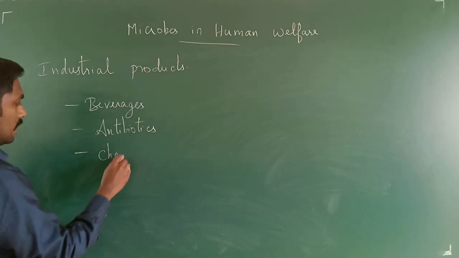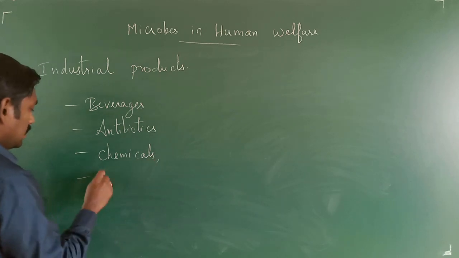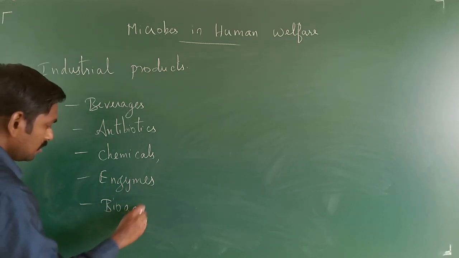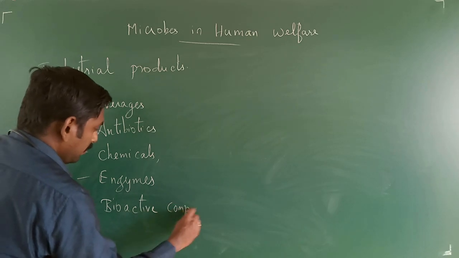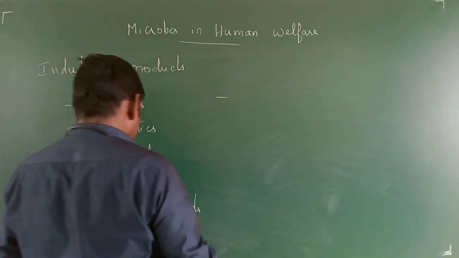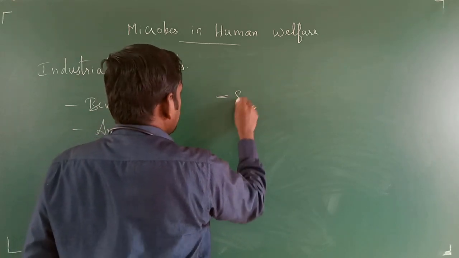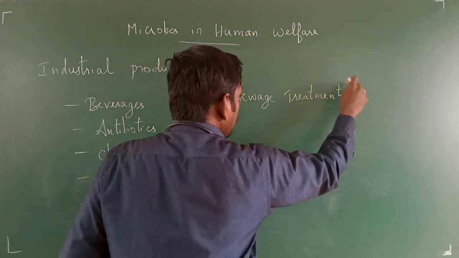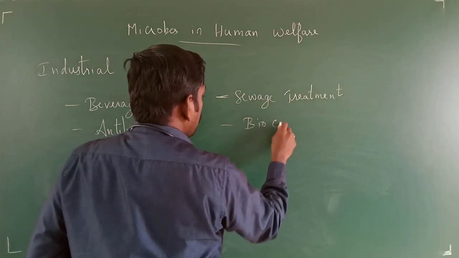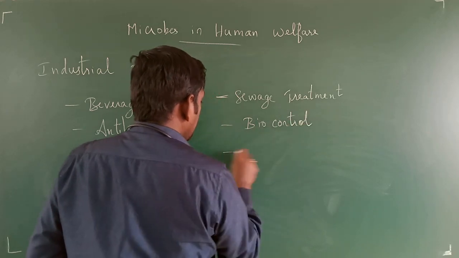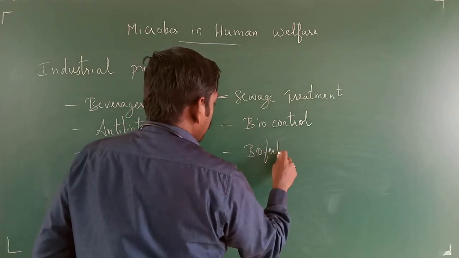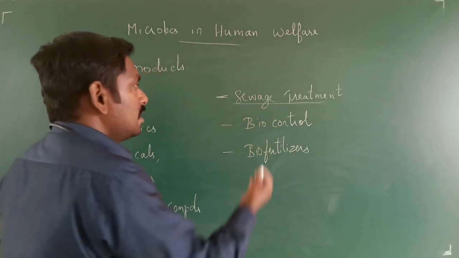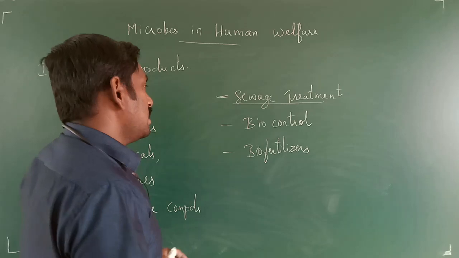Then we are going to see about the chemicals, enzymes. Then we are going to see about the bioactive compounds, right? Then we are going to see about the microorganisms in sewage treatment, right? Then it is used as a biocontrol agent. Then it will be used in biofertilizers, right? In the sewage treatment process itself, we are going to see about it. We are also going to see about the biogas production, right?